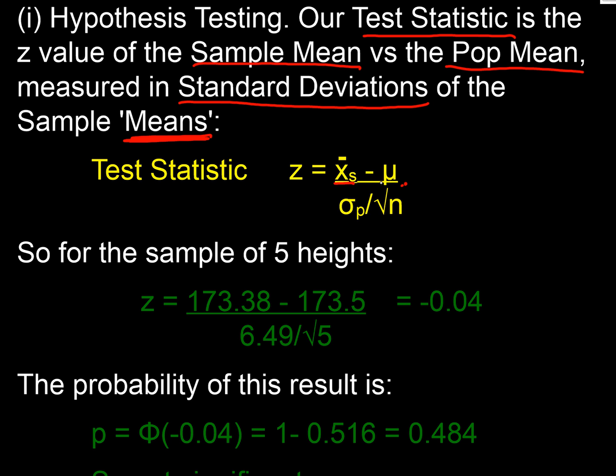Here we've got our sample mean, take away our population mean on the top. And then we've got to divide it by the standard deviation of the sample means, which is the population standard deviation divided by root n. If we plug those numbers in here, our sample mean was 173.38, our population mean was 173.5. We know the population standard deviation is 6.49, and usually we know that from long run data, and our sample size is 5. So we get a Z value of minus 0.04.